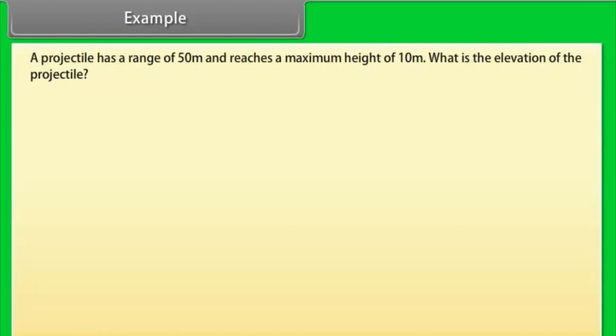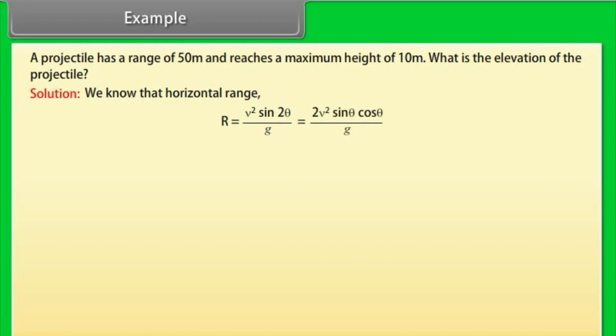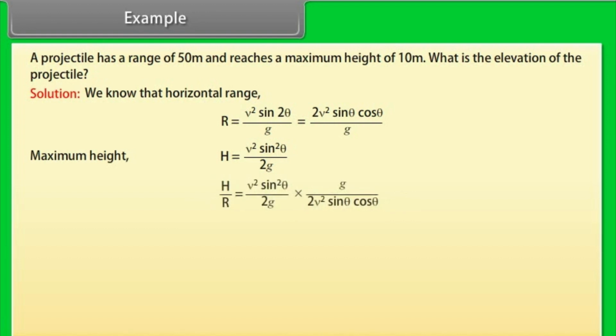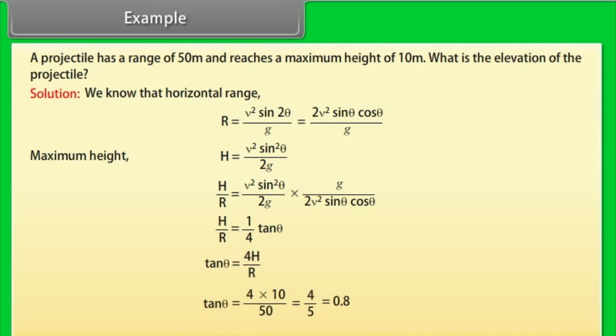Example. Let's take an example of projectile motion. A projectile has a range of 50 meter and reaches a maximum height of 10 meter. What is the elevation of the projectile? Let's see the solution. We know that horizontal range is R = v² sin 2θ / g. We derive the relation between height and range, given by h/R = (1/4) tan θ. On calculating this equation, we get the value of θ equal to 38.66 degrees.